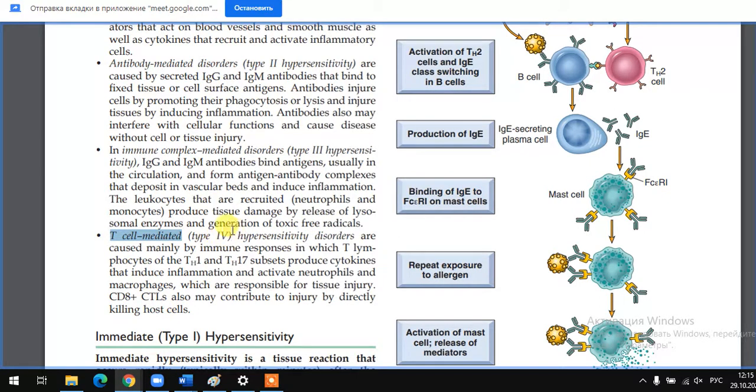It's caused by immune responses in which T lymphocytes of the Th1 and Th17 subsets produce cytokines that induce inflammation and activate neutrophils and macrophages, which are responsible for tissue injury. And CD8 positive CTLs, so cytotoxic T lymphocytes, also may contribute to injury by directly killing host cells. So you see, it might be T helper cells activated and promoting leukocyte aggression to our own tissue, or it might be direct activation of T killer cells to injure host cells directly.